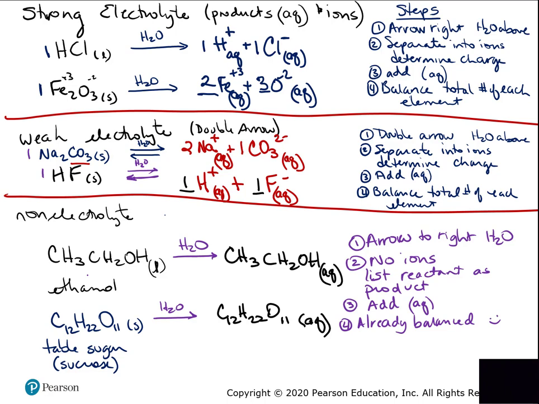A good example of a weak electrolyte is this one. Give this a whiff. Does it smell like something? Let me smell it again then. It smells like vinegar. Yes, that's exactly what it is. It's vinegar.